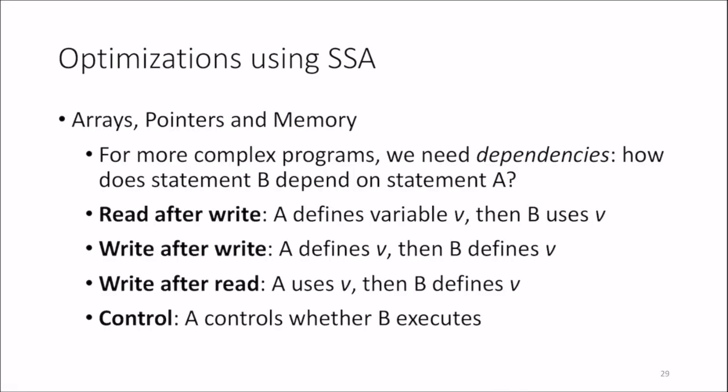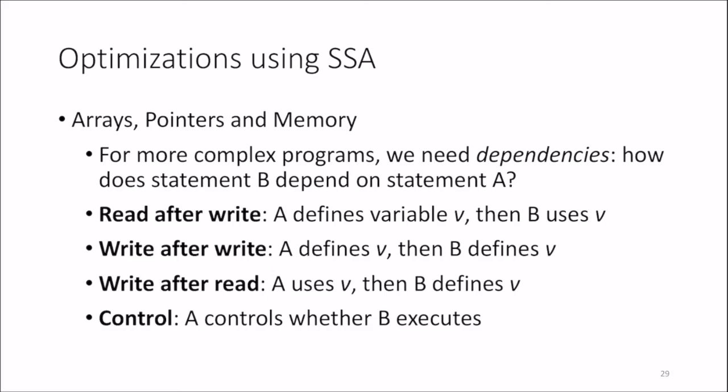There are various other optimizations one can do with SSA that's outside of the scope of this course, which is dealing with arrays, pointers, and memory. So for more complex programs, we need dependencies, like how does one statement depend on another statement? And for memory locations, for example, we often have to model what happens when you read after a write. So if A defines a variable V, writes it, then B uses it, we want to make sure that that ordering is preserved. That dependency is important.